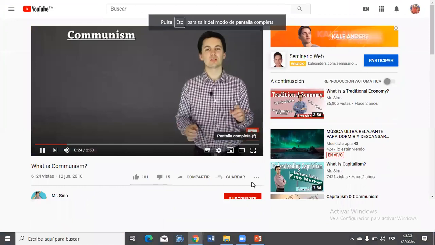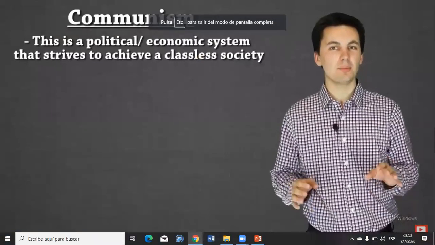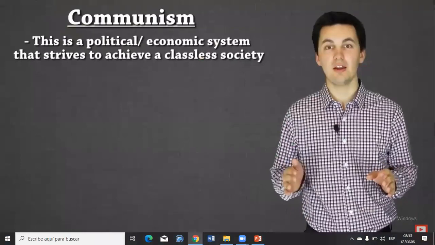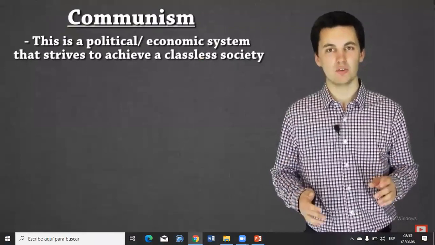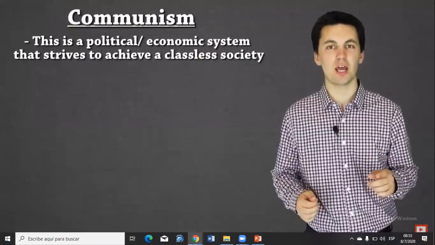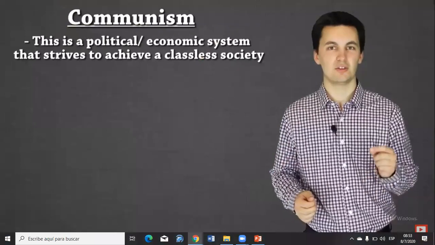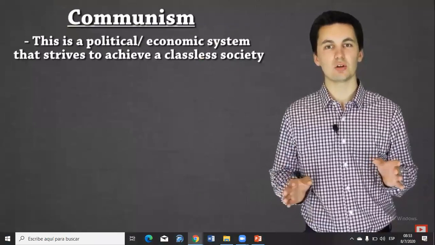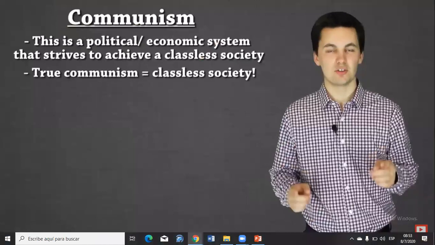Communism's goal is to create a classless society. Now, communism's been practiced throughout history and even today in a variety of ways, but true communism tries to get as close as possible to a classless society. If you're going to remember anything about communism, remember classless society.